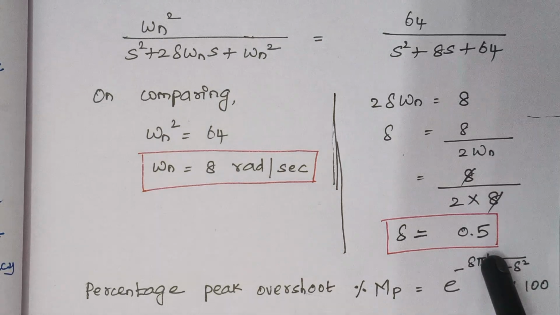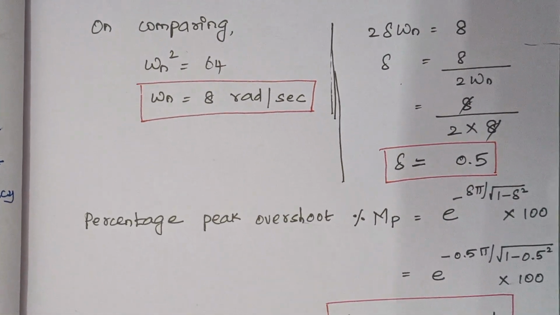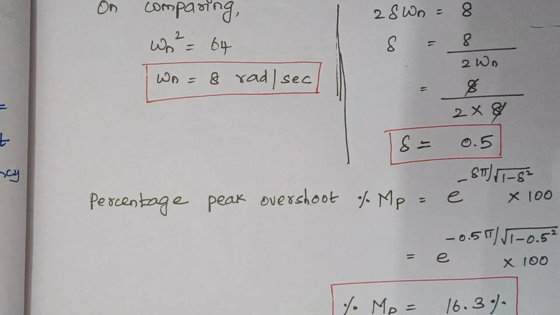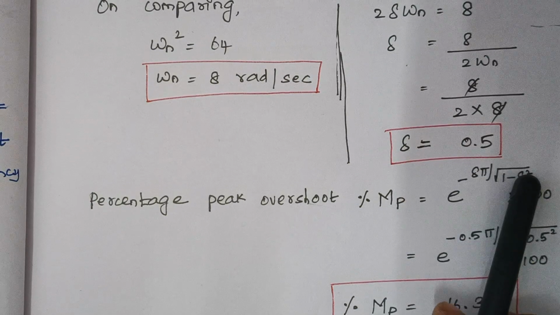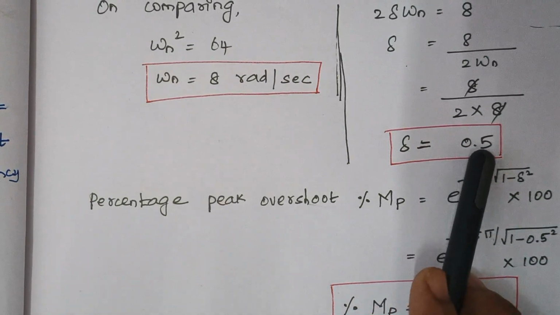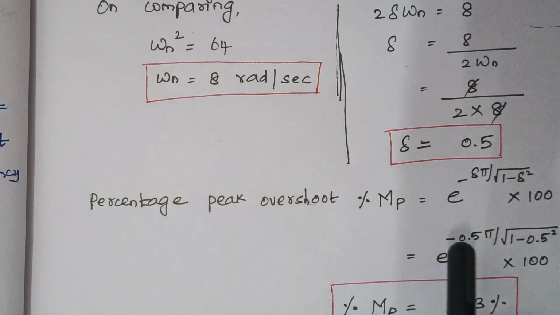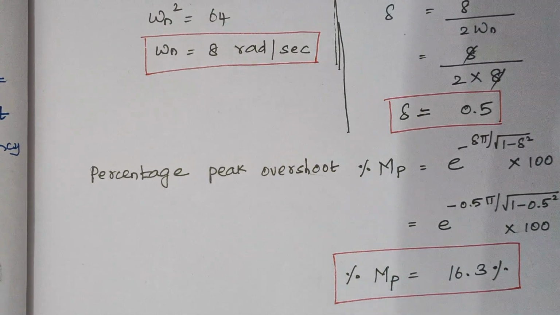And the next thing we need to find is maximum overshoot. So what is the formula? Percentage maximum overshoot is given by e power minus zeta pi by root of 1 minus zeta square. So here we know the value of zeta as 0.5. So just substitute the values here, and finally we are getting the answer as 16.3 percentage.